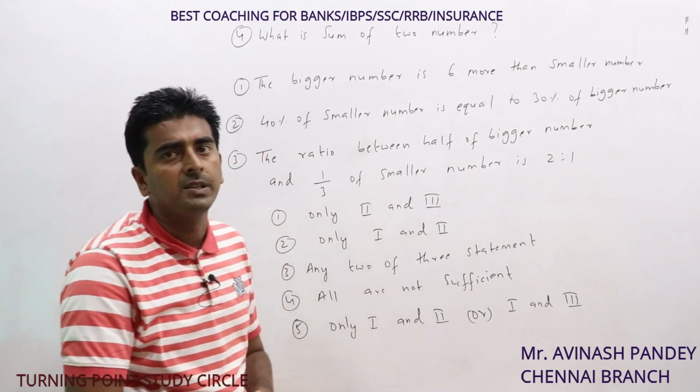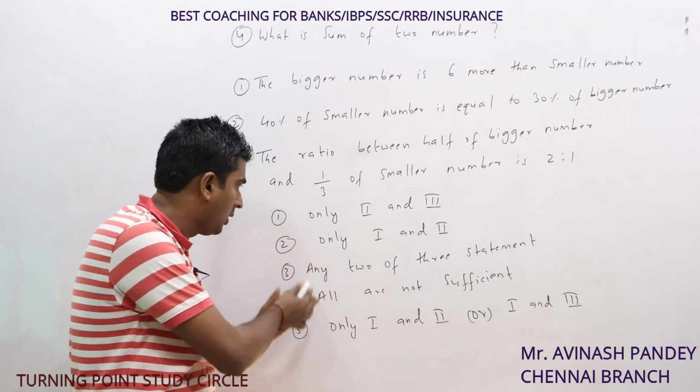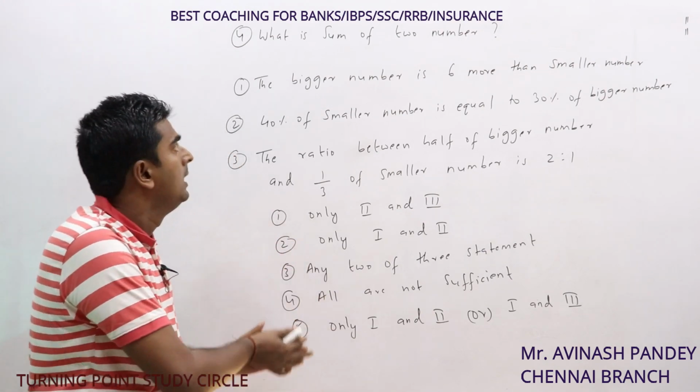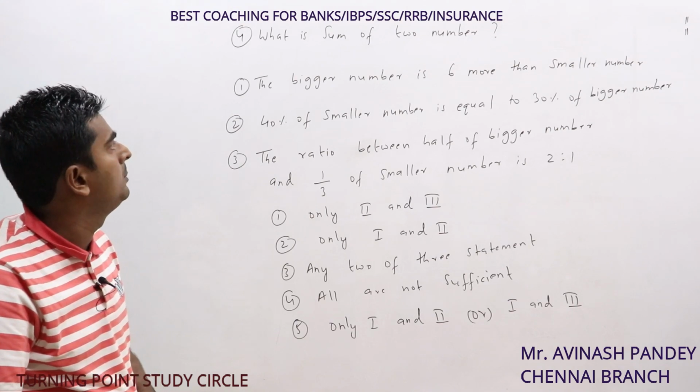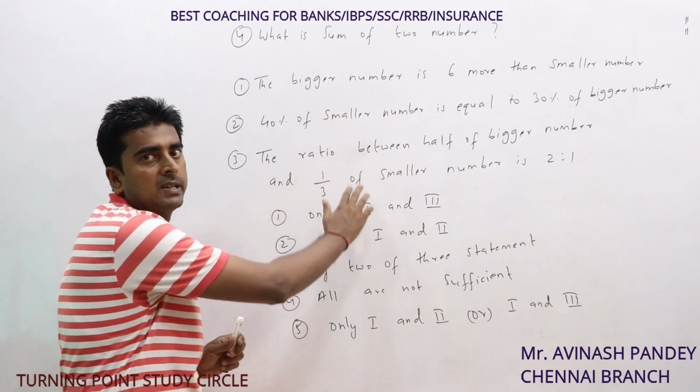Now this is the fourth question which they have asked in the examination, right? Again, it's a very tricky question, so you need to consider the options also, whatever they have given you. What is the common question they have asked here? What is the sum of two numbers? They have simply asked the sum of two numbers, and it comes under data sufficiency only.